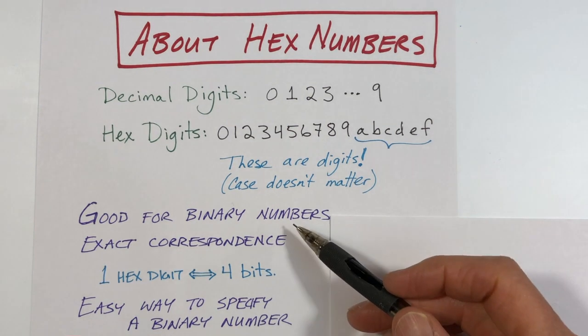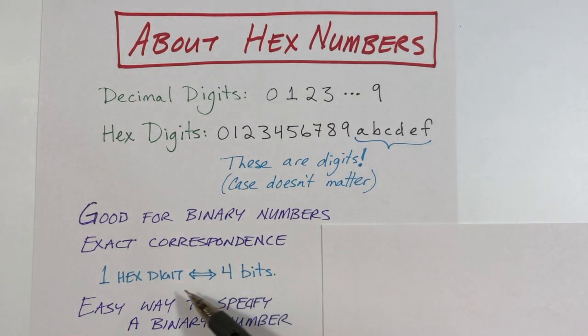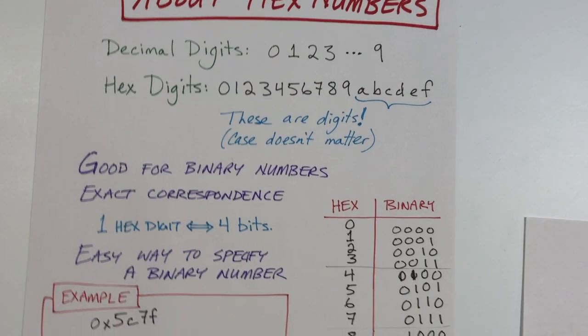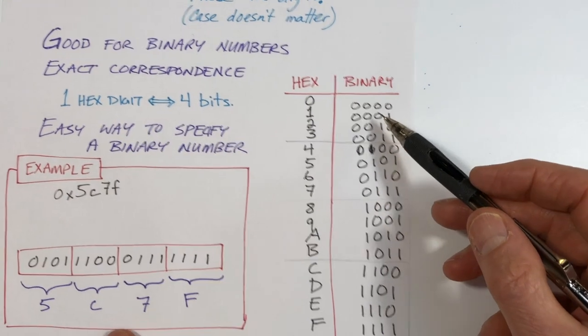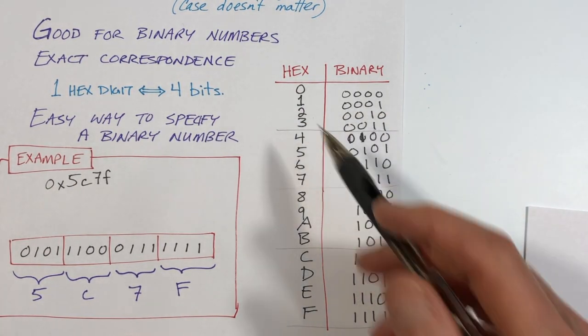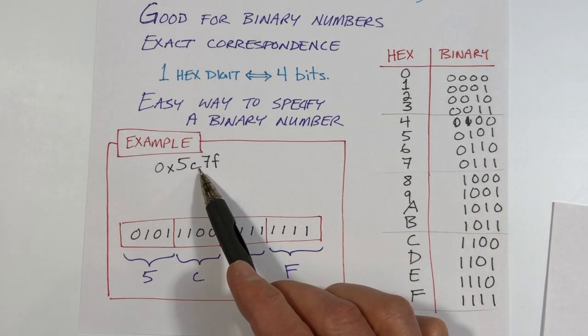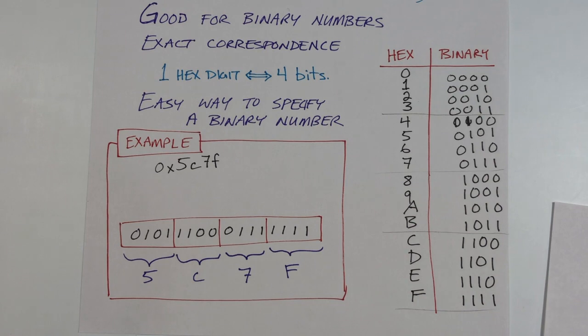Hex is a good representation for binary numbers because there's an exact correspondence between each hex digit and 4 bits in a binary number. It's much easier to talk about a double word using 16 hex digits than 64 binary bits. Here's the one-to-one correspondence, as I'm sure you're familiar with, between 4 bits and 1 hex digit. And here's an example of, well, this is a half word, 16 bits.